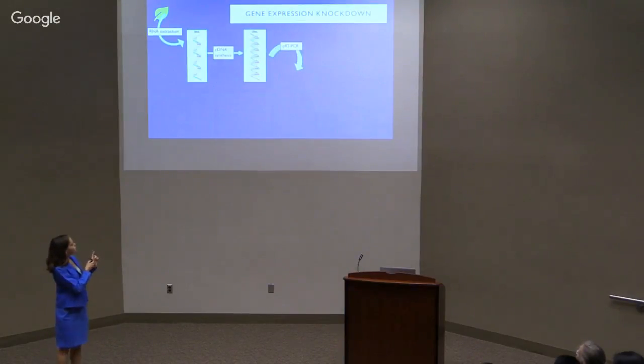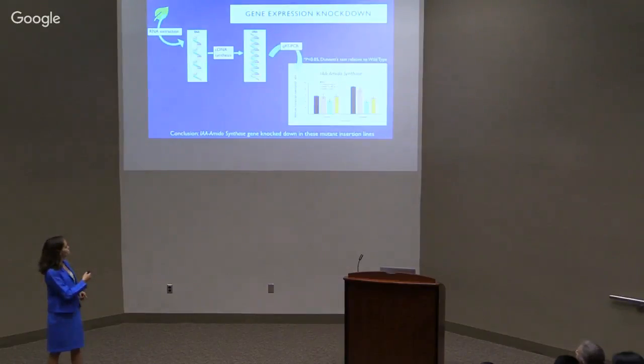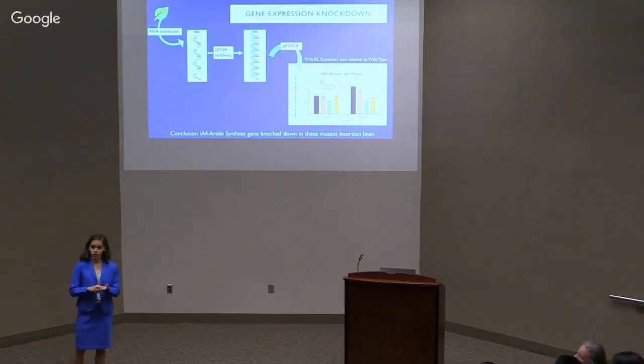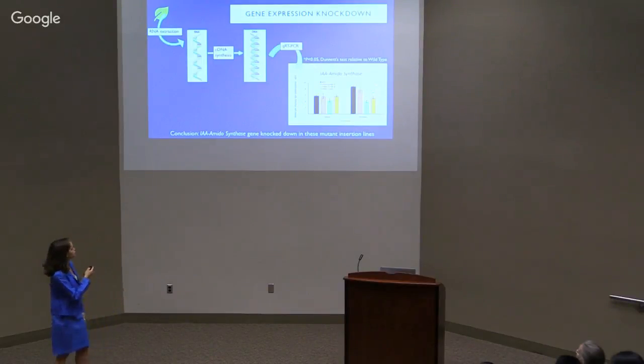The first thing we did was the silencing efficiency, or gene expression knockdown. You start with RNA extraction, which many of you probably did, and then you get the cDNA and run that through qRT-PCR, and what we got were promising results. You have lower amounts of the IAA amino synthase gene in the mutants compared to the wild type. This is a preliminary stage to all of the later investigations that we're going to conduct.